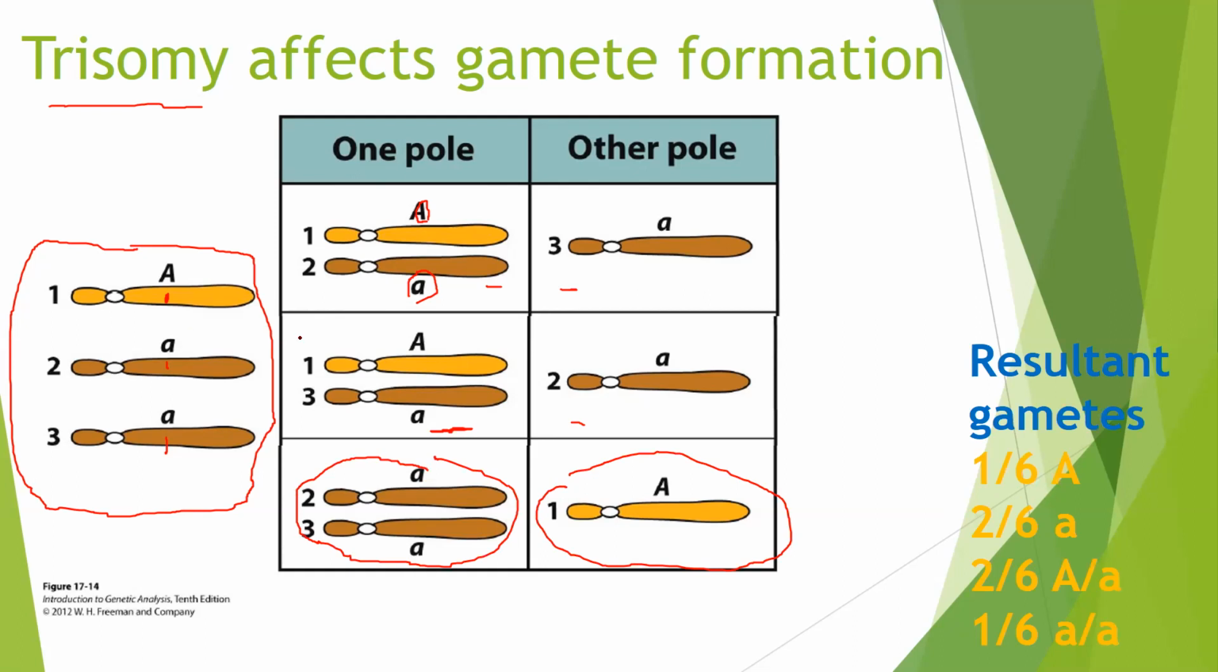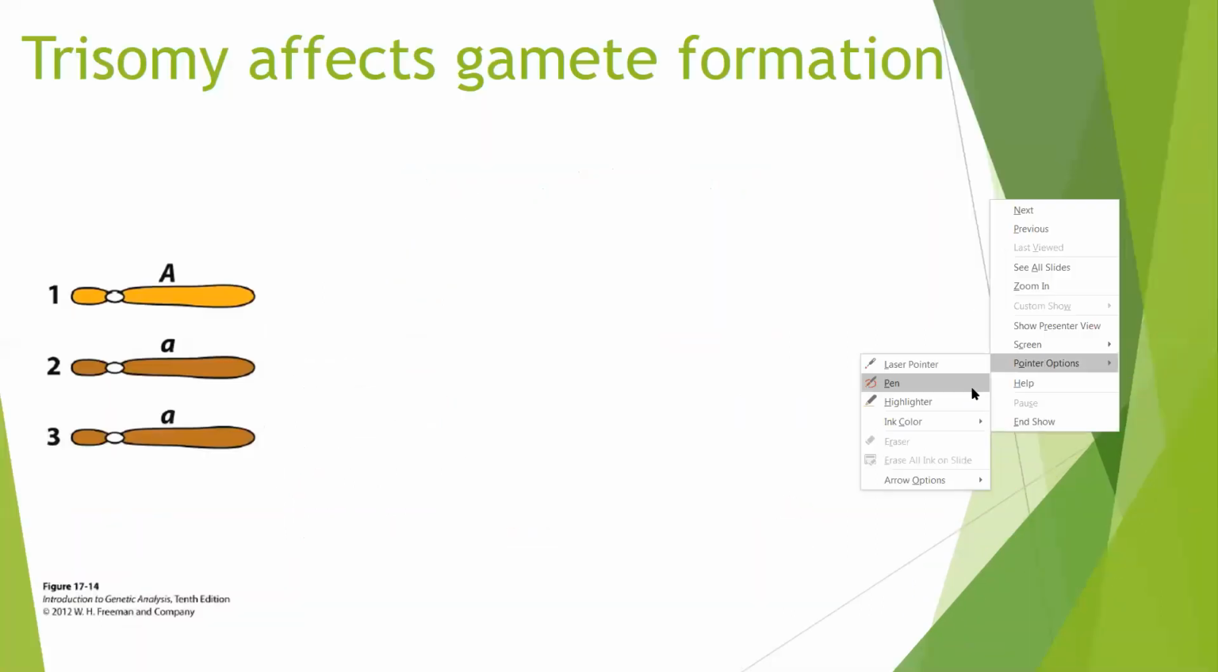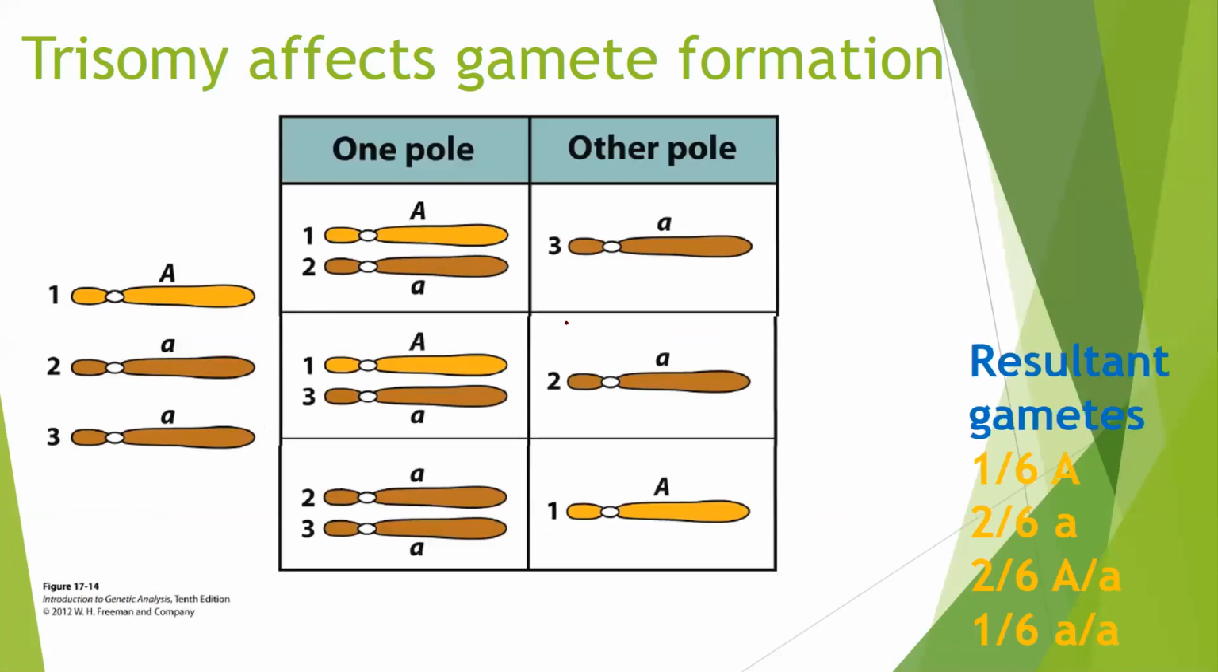So if you summarize these 3 possibilities, then we can easily derive these results. Okay, let me erase this first. So if you summarize these 3 possibilities, you're gonna see there are 4 possible gametes that this trisomy individual can produce. Either the gametes with a capital A, right? This is 1 type, or little a, or big A and small a like this, or just 2 little a's, like this. And the ratio of these 4 possible gametes is 1 out of 6, 2 out of 6, 2 out of 6, and 1 out of 6.